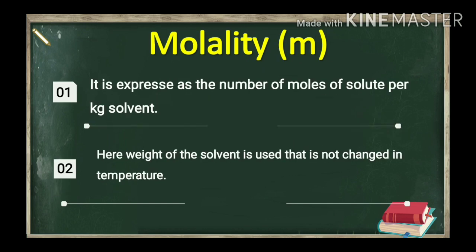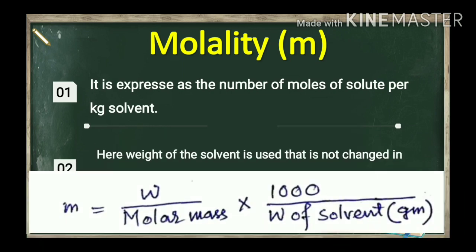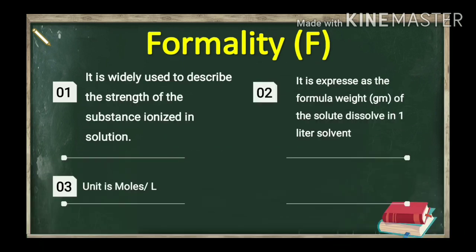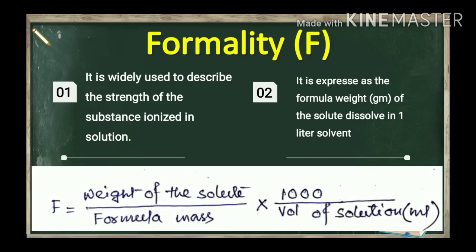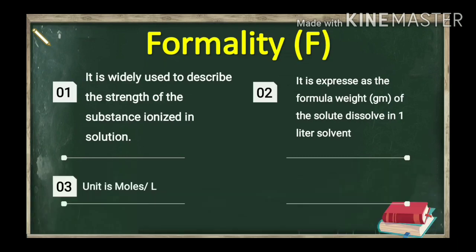Molality is not as popular as molarity. It is generally expressed as the number of moles of solute per kg of solvent. This is the equation. Formality is generally used for those chemicals that ionize in solution, like NaCl and KCl, and formality is generally expressed as the formula weight in grams per liter of solution. The unit is the same as molarity. This is the equation by which you can calculate the formality of a solution.